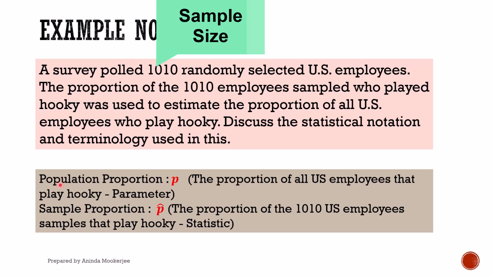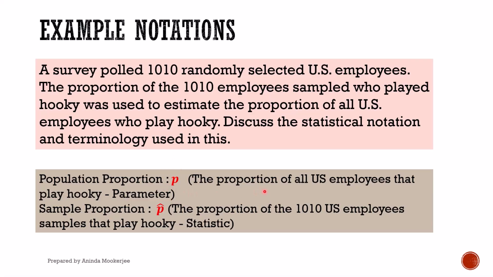All right. So the population proportion, we have to identify what the population proportion is, represented by the letter P. It's the proportion of all US employees that play hooky. All right. That's the parameter. And the sample proportion, denoted by the P hat, is the proportion of the 1,010 US employee samples that play hooky. All right. So that is how we can identify the population proportion and the sample proportion.